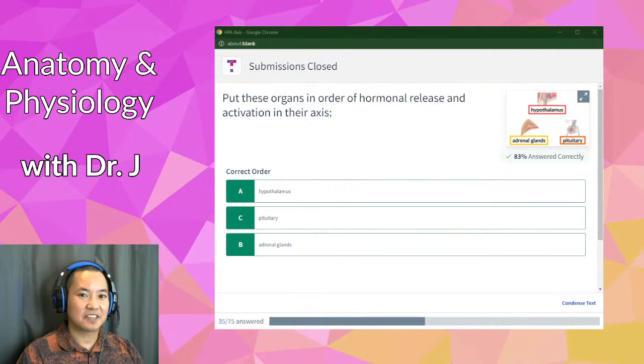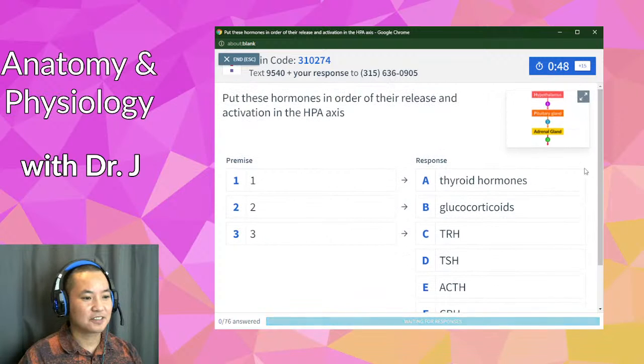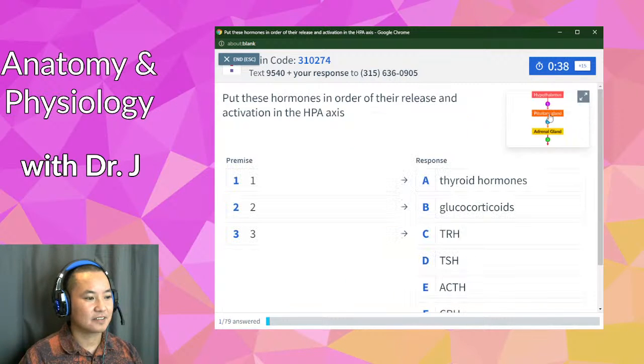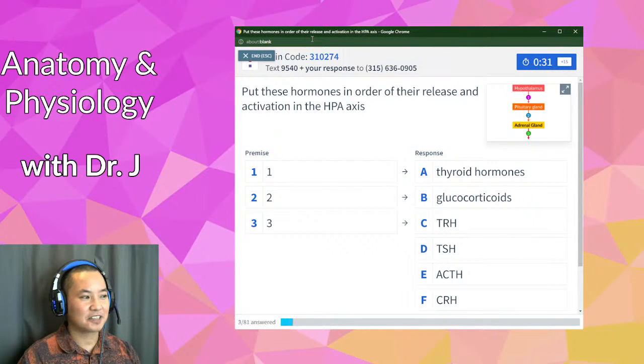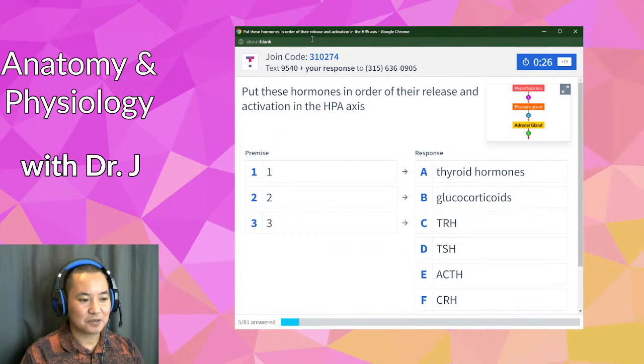Now that we've established, okay, in this HPA axis, it's hypothalamus, pituitary, then the adrenal glands, can you put the hormones in order? And there are some red herrings here. So you're not going to use all of them, but which fits into 1, 2, and 3 in this HPA axis? And don't worry, you won't get a tricky question like this on the test, but it's just like, okay, do you know which fits into this axis?